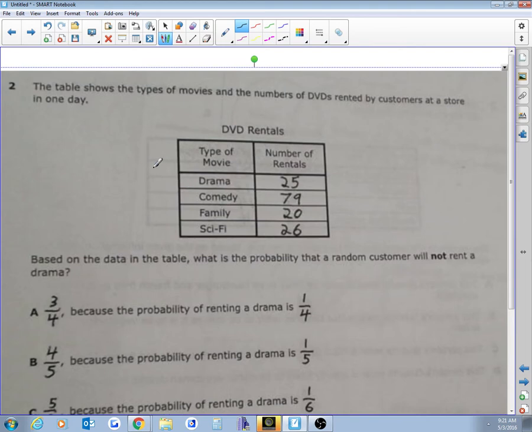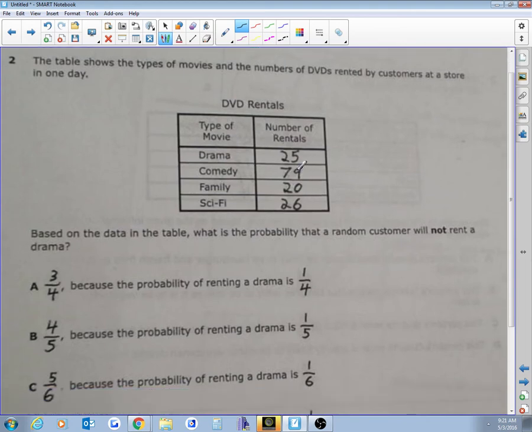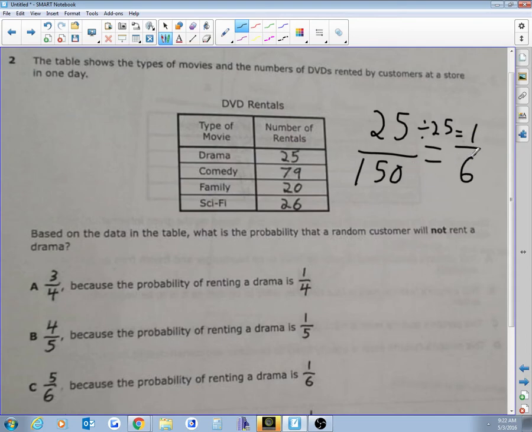Number 2, if you add up all these rentals, you should get 150. 150 rentals. So we're looking for how many did not rent a drama. 25 rented a drama. Okay, so if 25 rented drama out of 150, these are both multiples of 25. 25 divided by 25 is 1. 150 divided by 25, how many quarters in $1.50? 6. So there's a 1/6 chance of getting a drama.